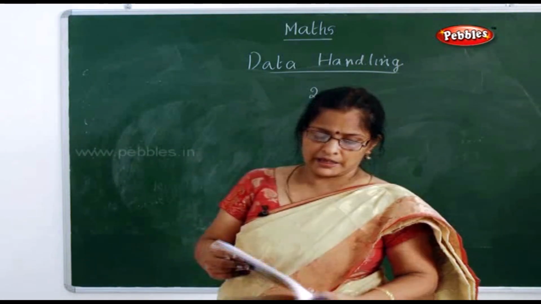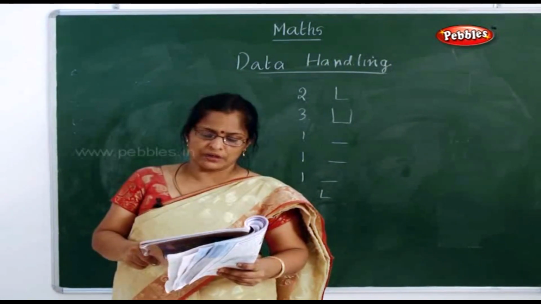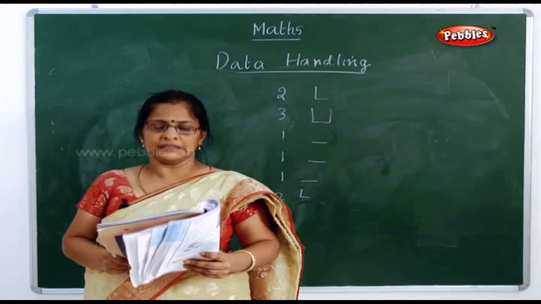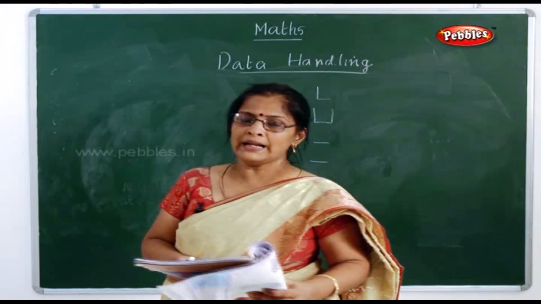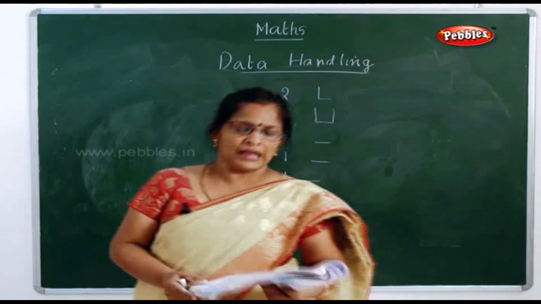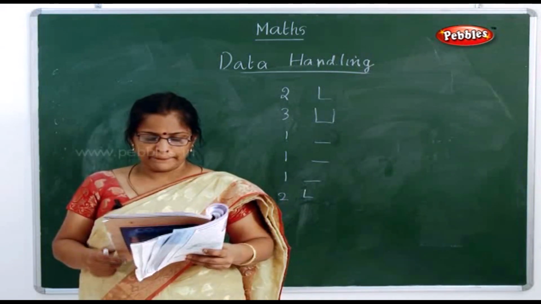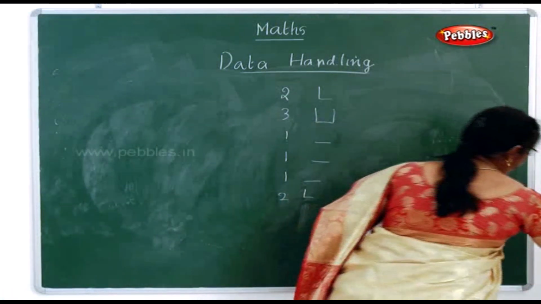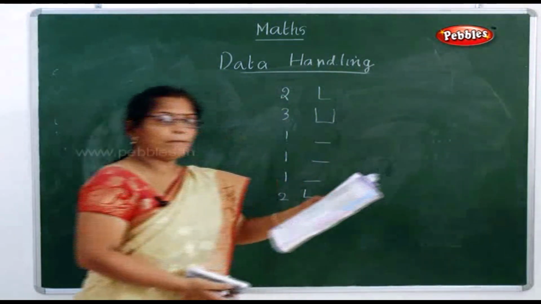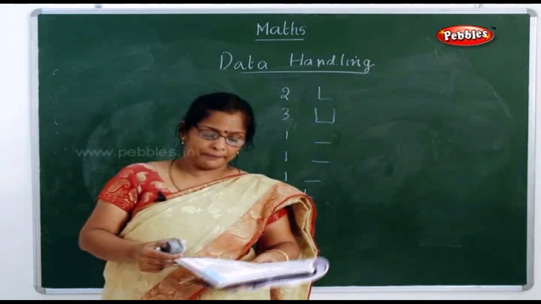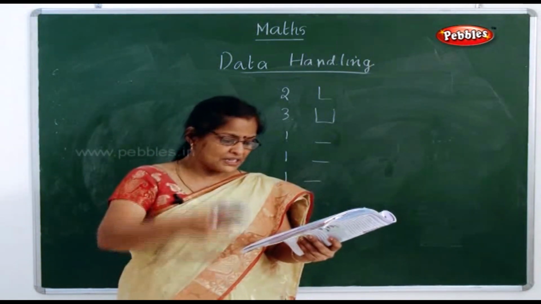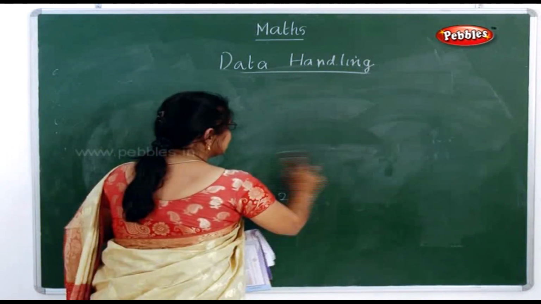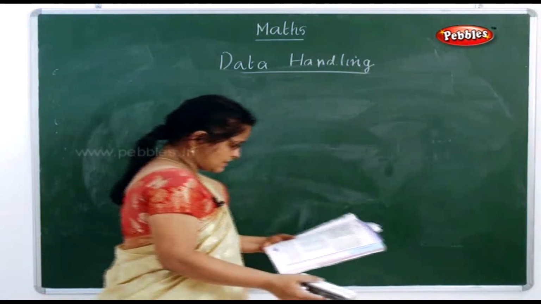Now the same way for the second question. Ask 10 of your classmates about their favorite colors. There are so many colors, but in your book they have given red, blue, green and yellow. Same way, find out how many people like red, how many like blue, how many like green, how many like yellow. Just write the number the same way and do the tally mark. So this is how you have to do your practice question.